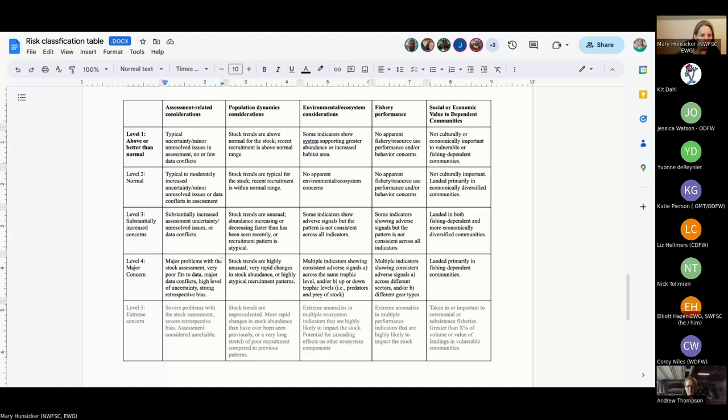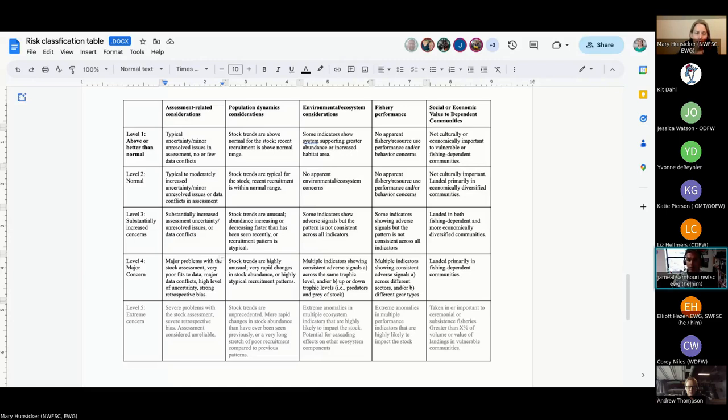Go ahead, Jamil. I was going to comment on something else. I just wanted to make the observation that our charge was to think about how to include climate and ecosystem information into the harvest setting process. And this risk classification table actually is more than that.